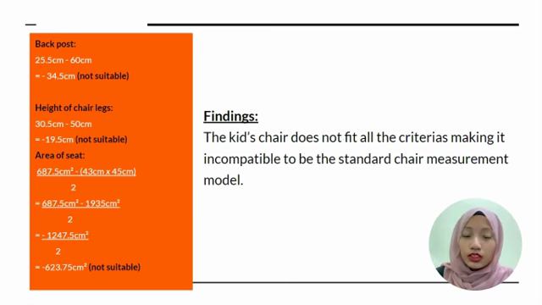centimeters, which shows that it is not suitable for the average back height of a human standard measurement. Next is the height of the chair legs. It shows the result of negative 19.5 centimeters, which is not suitable at all. And the last one is the area of the seat. We have gotten negative 623.75 centimeters square, which shows that it is not suitable. Based on these 3 calculations, we have seen that the kids chair is not suitable for the standard human measurements since it does not meet all the 3 criteria.